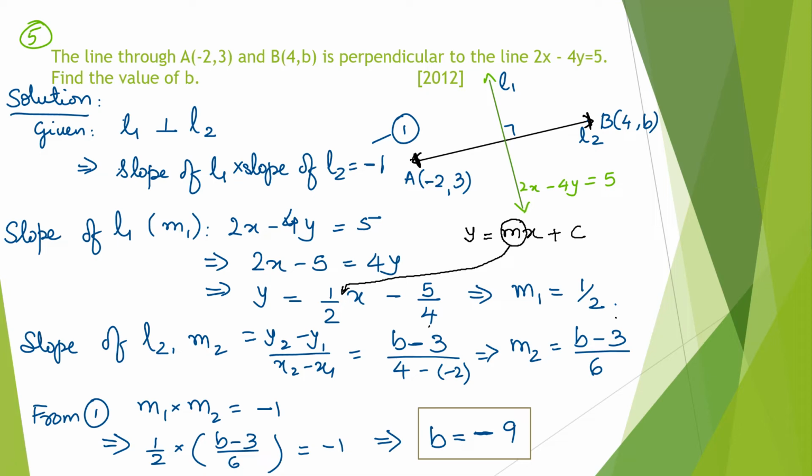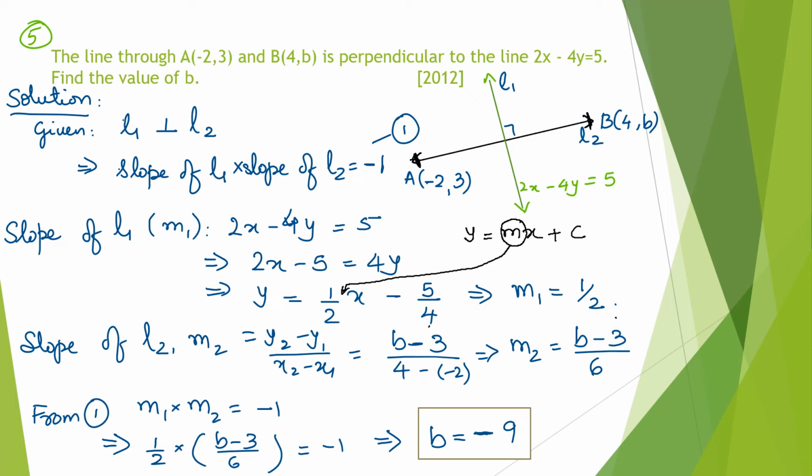Slope for L2, m2, will be equal to y2 minus y1 upon x2 minus x1. So this is b minus 3 upon 4 minus of minus 2, 4 plus 2 is 6. So b minus 3 divided by 6. Now I already know m1 into m2 is going to be equal to -1. That means 1 by 2 into b minus 3 divided by 6 is equal to -1. So when I simplify, I get b is equal to -9.